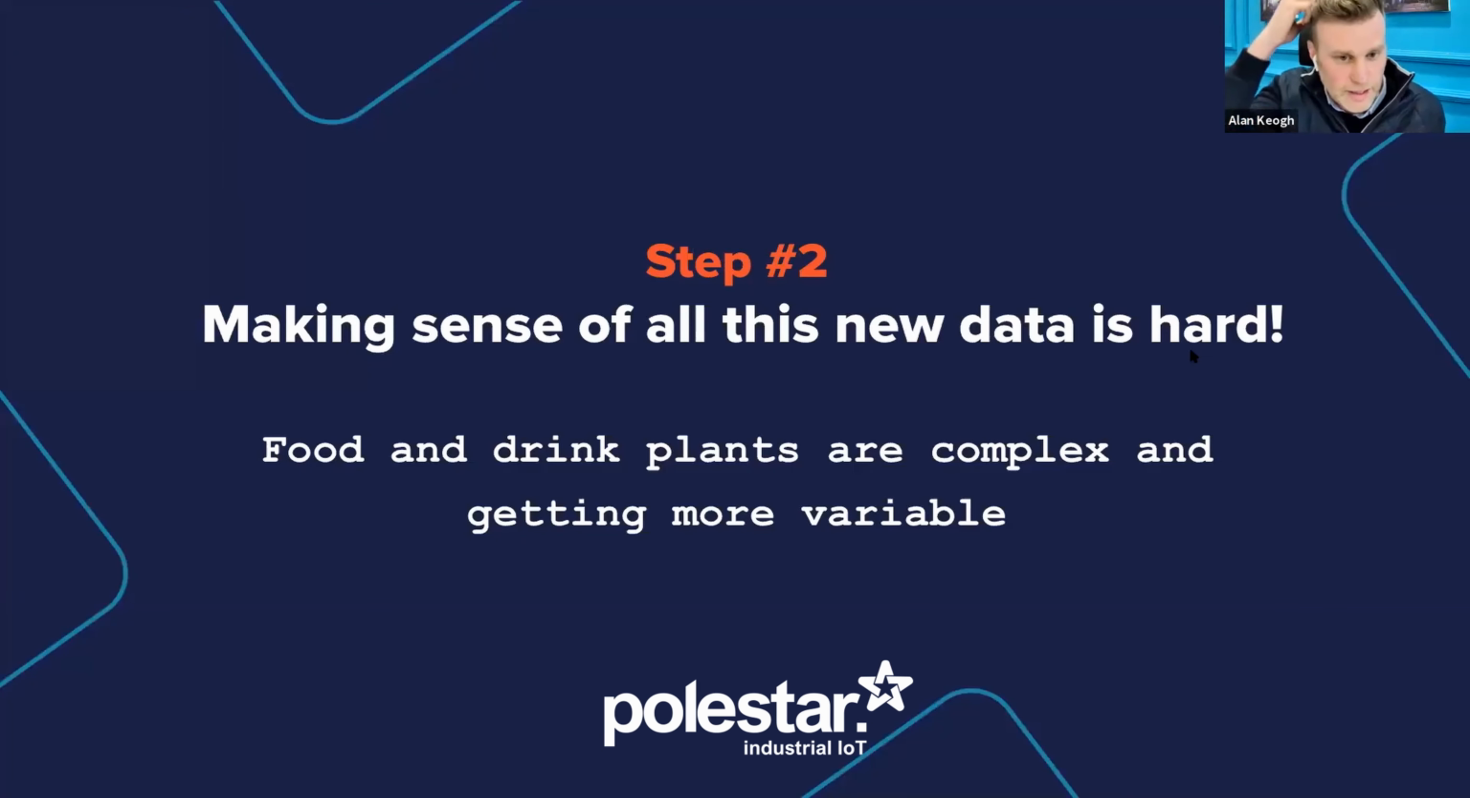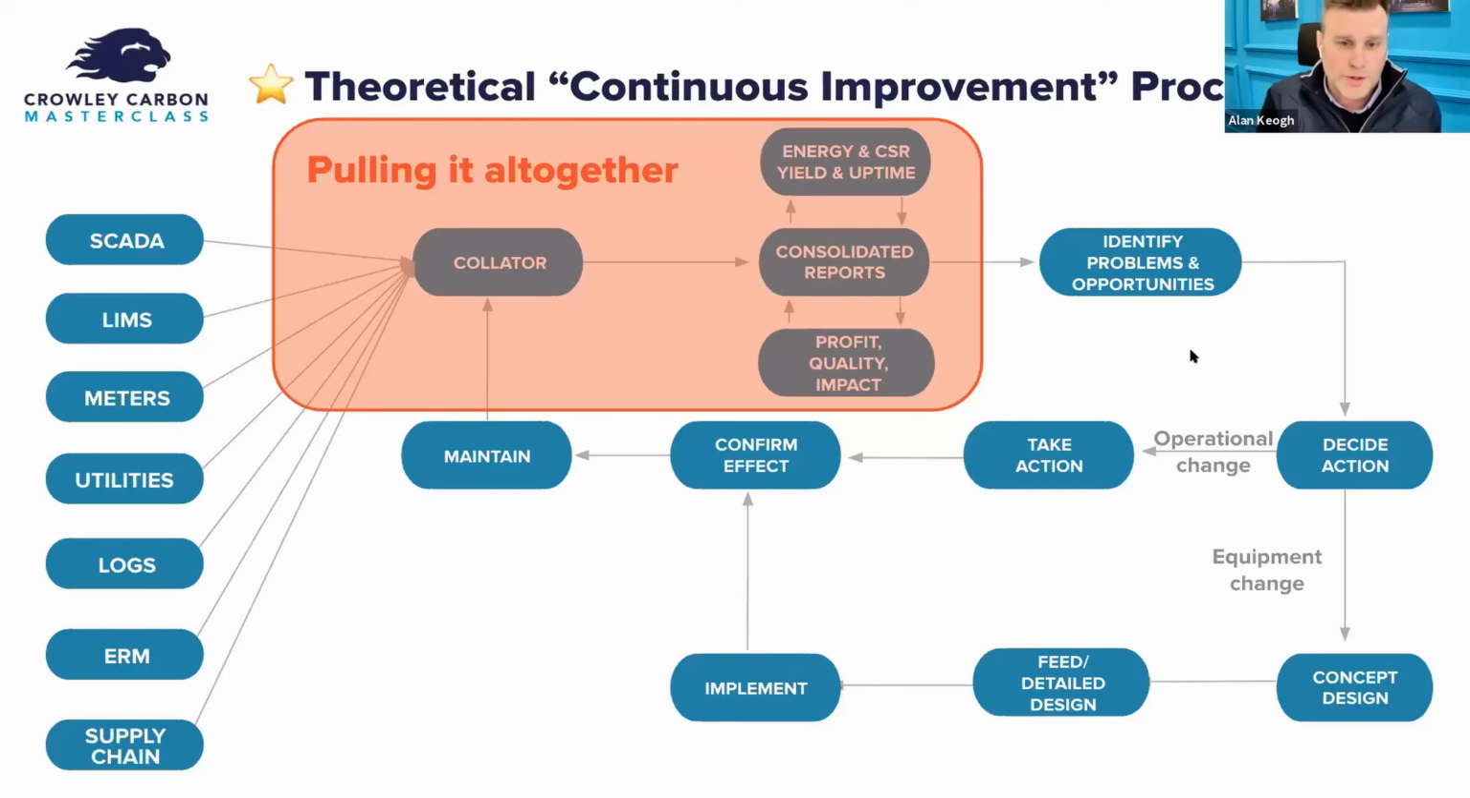So step 2 is to make sense of this new data. So you've got all this OT stuff hooked up, all the oil compressors, cooling towers, production information coming in through the cloud. You've got to make sense of it. And food and drink plants are complex and getting more complex. You know, there's more SKUs all the time. Plants are up and down all the time. The market is dictating how the plants run. So they're getting more variable and more complex. So where we are in the process is here. So we've gathered the data and now we're pulling it together to make sense of it.